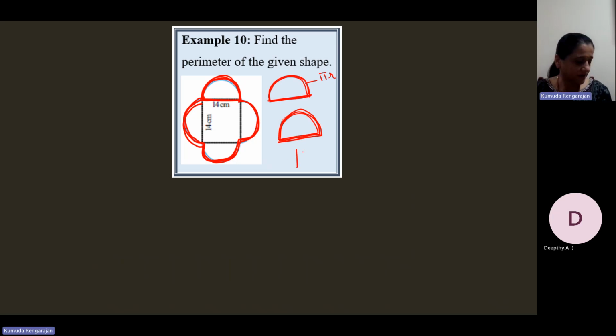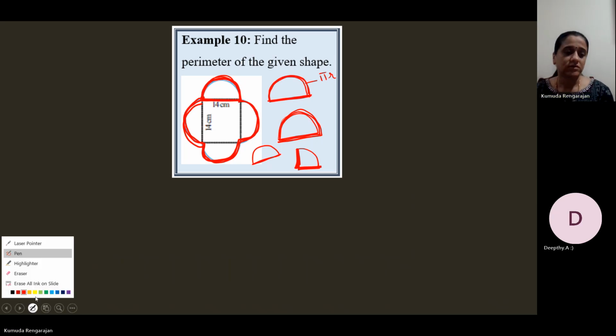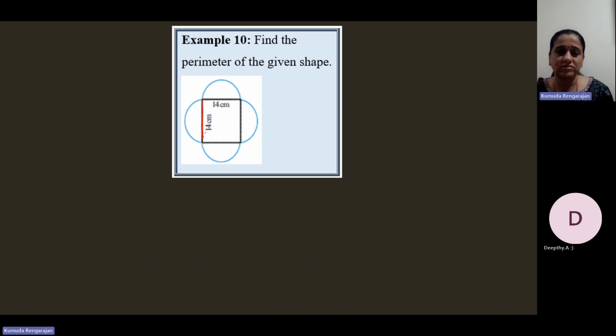The line segment attached to the quadrant is the radius. The line segment or the line segments attached to the quadrant is the radius. This one is the diameter. All right. So 14 here represents D. D is equal to 14. So R is equal to 14 by 2, which is 7. Now the perimeter will be pi R. So pi into 7 plus pi into 7 plus pi into 7 plus pi into 7.